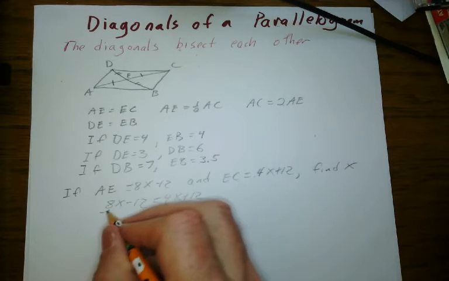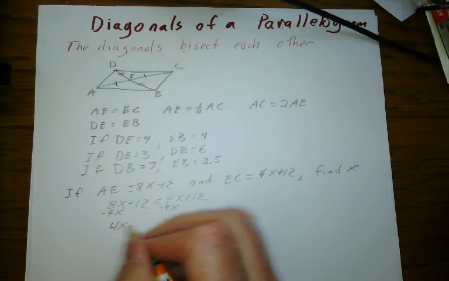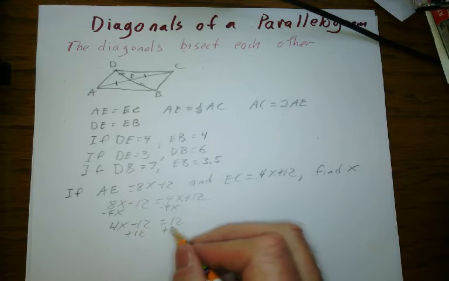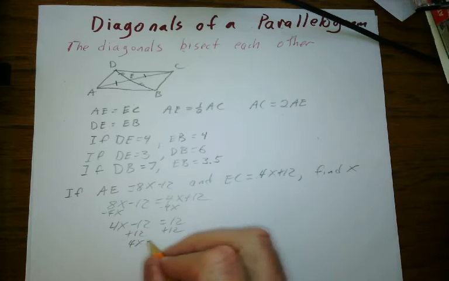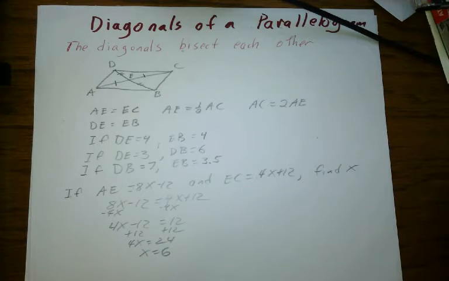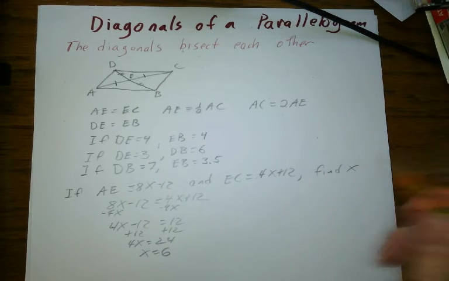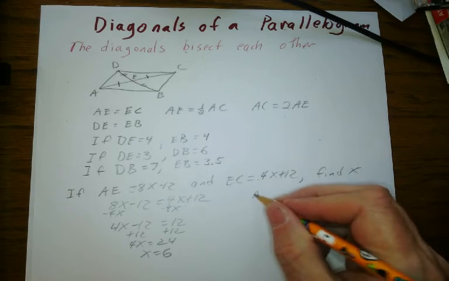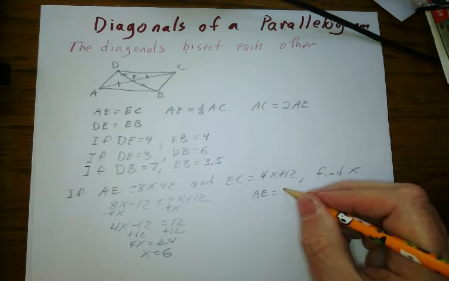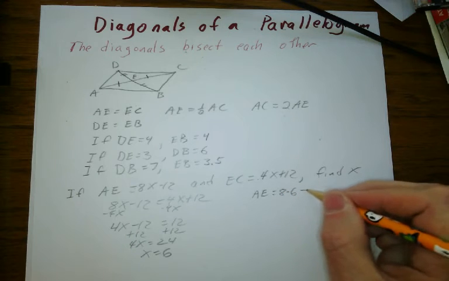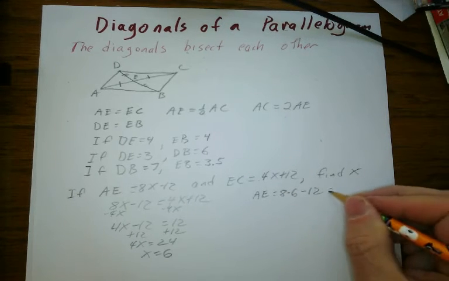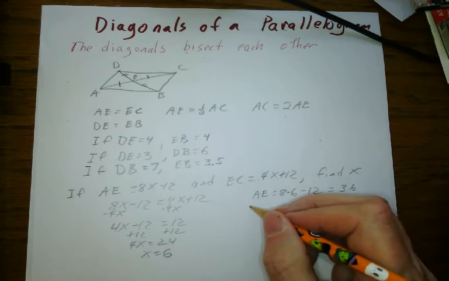Minusing the 4x, 4x minus 12 equals 12. Adding the 12 to each side, 4x equals 24, x is equal to 6. We just had to find x, but I'm going to check AE. If x is 6, I'm going to plug 6 in for x. 8 times 6 minus 12. 8 times 6 is 48, minus 12 is 36.